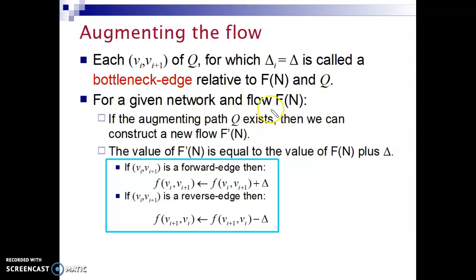For a given network and flow F n, so again, we have two different elements here. We have the basic network with the capacities, and then we have flow values on each edge. Given these two different sets of information, if any augmenting path Q exists, then we can construct a new flow F prime n. And the value of F prime n is equal to the value of the previous flow plus the delta value.